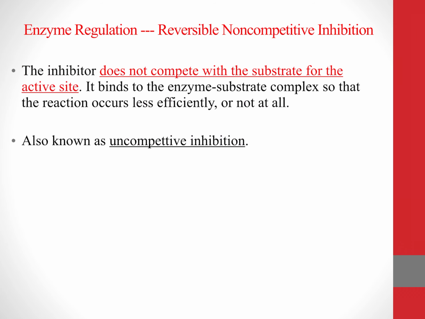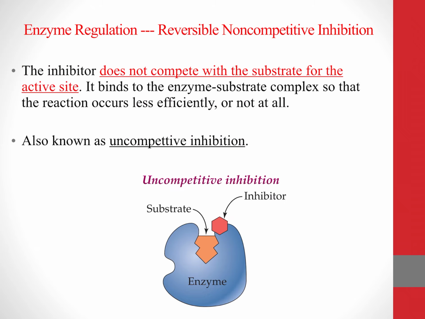A non-competitive inhibitor does not bind to the active site, but other parts of the enzyme. So when it does this, it can change the conformation of the active site, and that would prevent the substrate from entering. Or an uncompetitive inhibitor binds to the enzyme substrate complex. So you can see on that picture, we have the enzyme and the substrate. They've already bound together, but then we have the uncompetitive inhibitor binding, and it causes the reaction to occur less efficiently or not at all even.